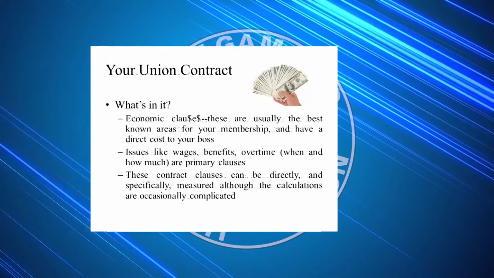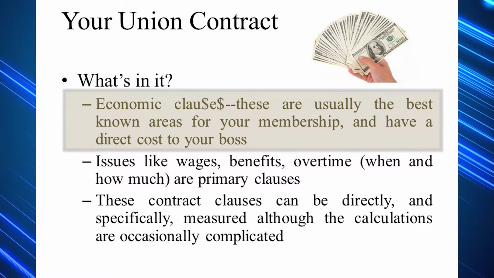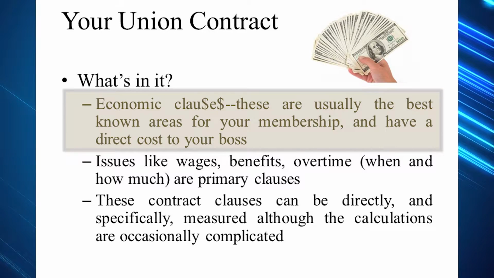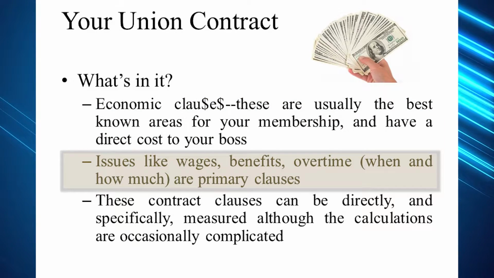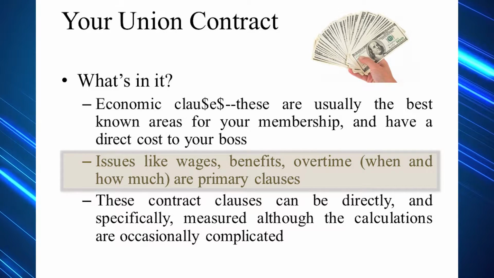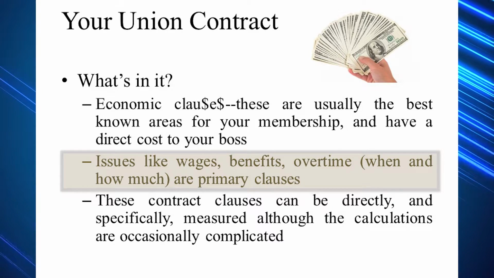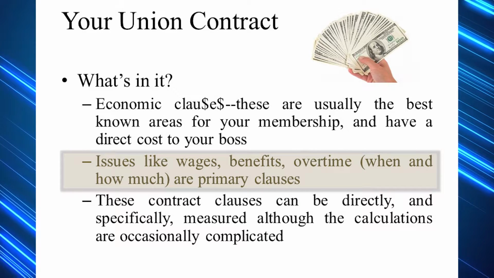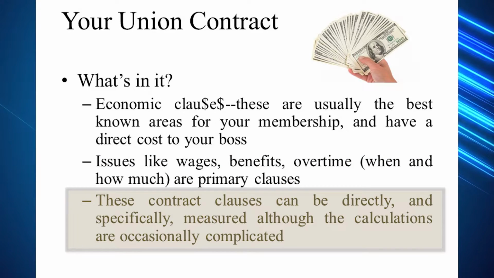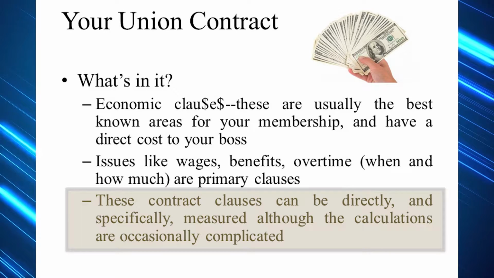So what's in a union contract? There are two parts of it, really. One are the economic clauses, and these are certainly the ones that are best known to your membership and have a direct cost to your boss. These are issues like wages, benefits, overtime, a clothing allowance, free passes, educational benefits, meal allowance. All of these are areas that seem to have a direct cost and are clearly understood by your members. And they can be directly and specifically measured, although sometimes the calculations are occasionally complicated.